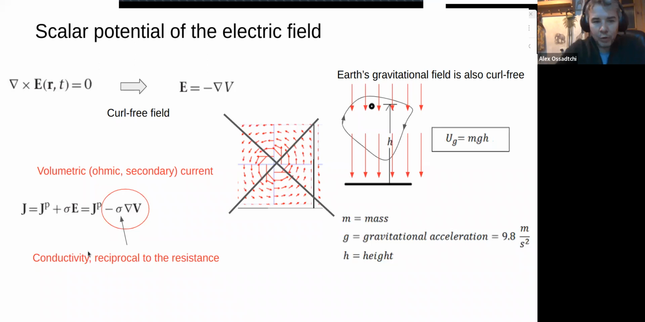Okay, and these guys create secondary currents. If different points in your medium have different potential, then of course there will be current flowing if the conductivity is non-zero, right?